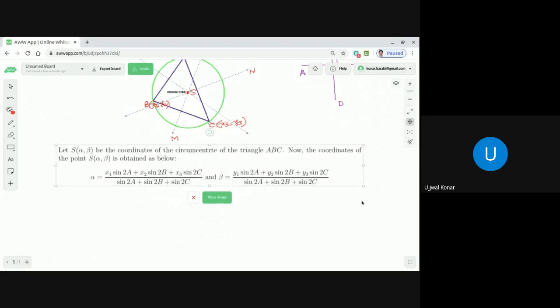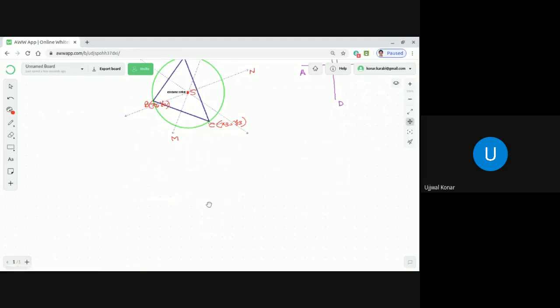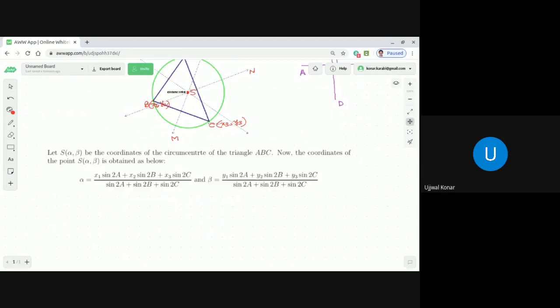Okay, so the x coordinate of the circumcenter, that is alpha, is nothing but x1 sine 2A plus x2 sine 2B plus x3 sine 2C divided by sine 2A plus sine 2B plus sine 2C. And what is beta? Beta is a similar thing. Only one x coordinate you need to remember.